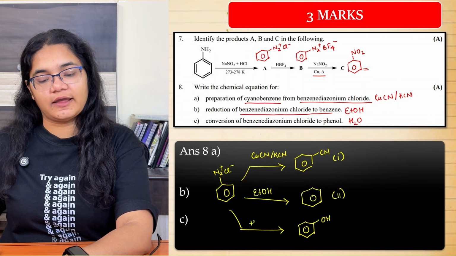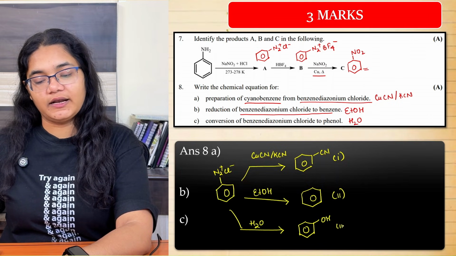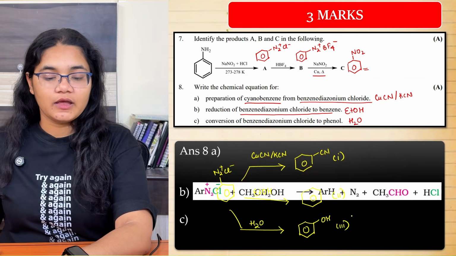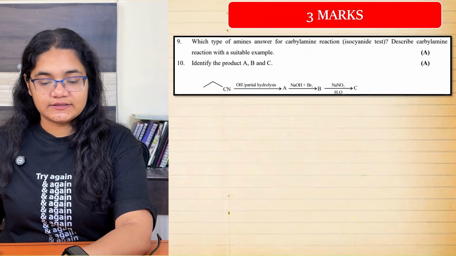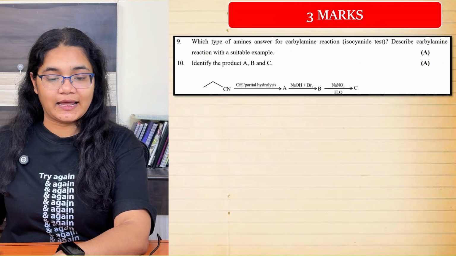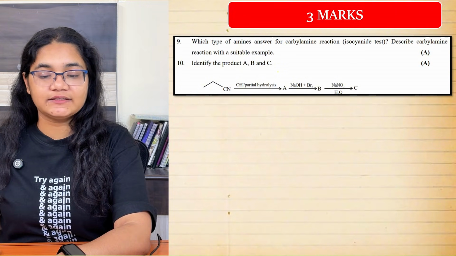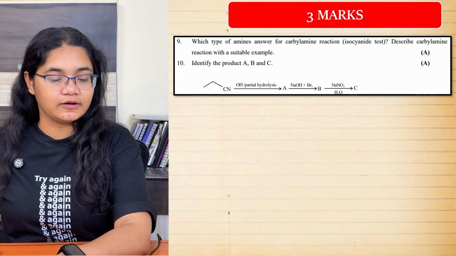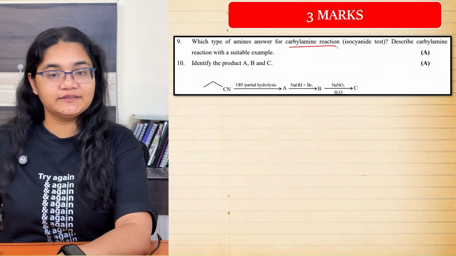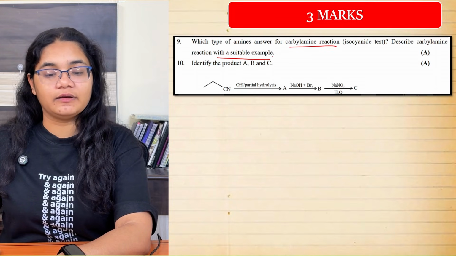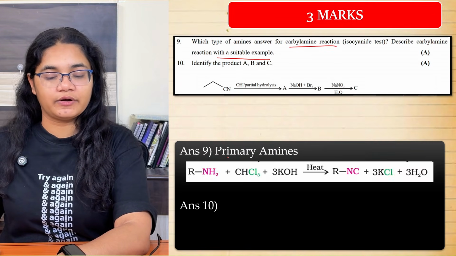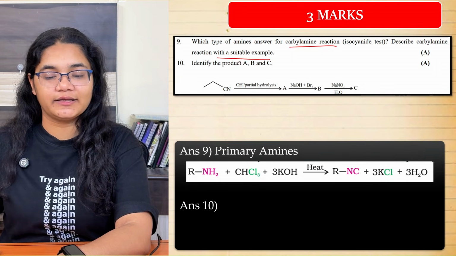Okay, so here I can treat this with water to get phenol. Next we'll see question number 9: which type of amines answer the carbylamine reaction? Primary amines. And describe the carbylamine reaction with a suitable example. We have already discussed it, and you can see the reaction like this.